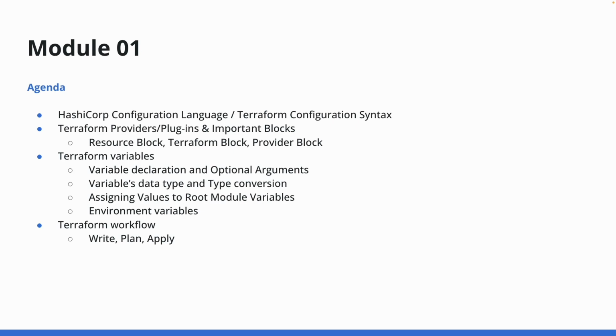Now let's check out the agenda for this complete course in Terraform. We have divided this Terraform course in 5 modules. In module 1, we will cover HashiCorp configuration language, Terraform providers and plugins and important blocks like resource block, Terraform block, provider block, Terraform variables, wherein we'll see how we can declare variables and what optional arguments are supported by variable declaration, variables data type and type conversion, how can we assign values to root module variables. We'll also see the environment variables and then the core Terraform workflow, which will cover the important Terraform commands.